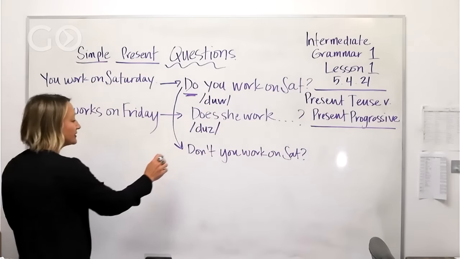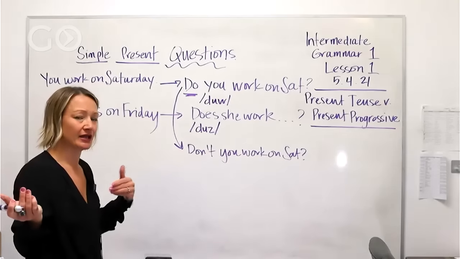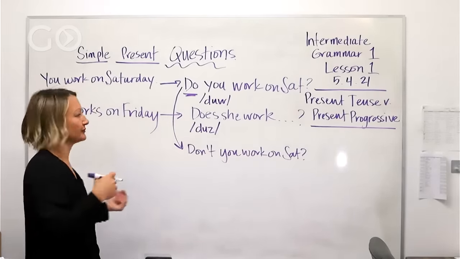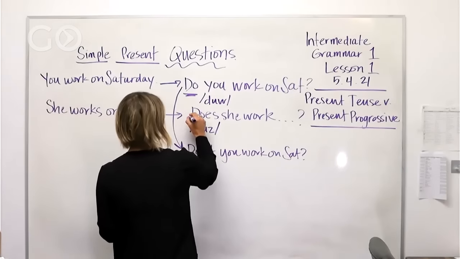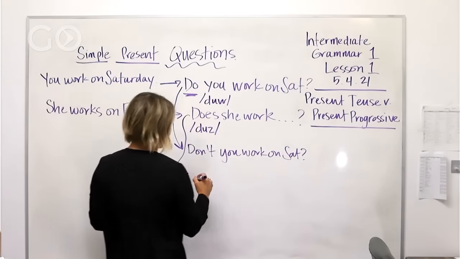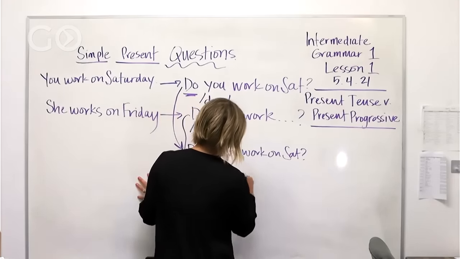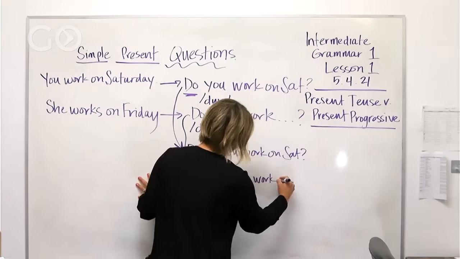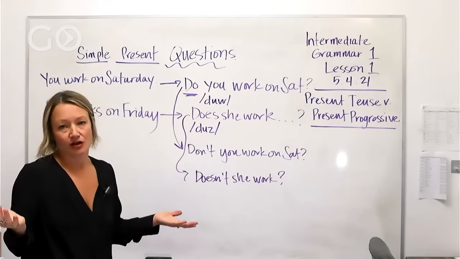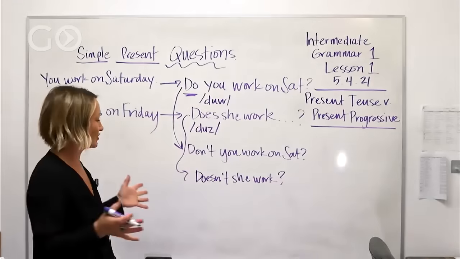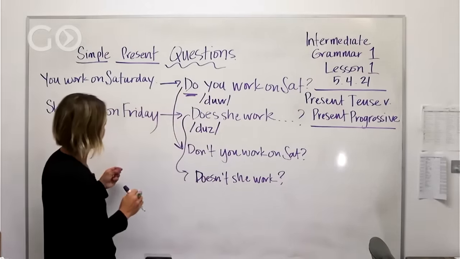There's a little bit more implied here, like, I'm confused. You told me something and now you're telling me something different. Do you work on Saturday? Don't you work on Saturday? Let's change this one to negative. Doesn't she work? Or does she work? Again, those are very similar questions, just using a positive or a negative. So hopefully that is clear to everybody.